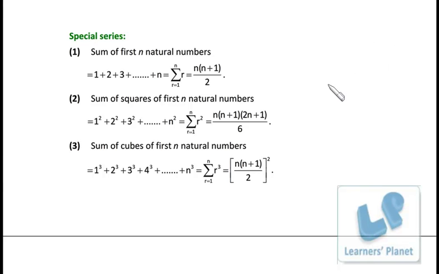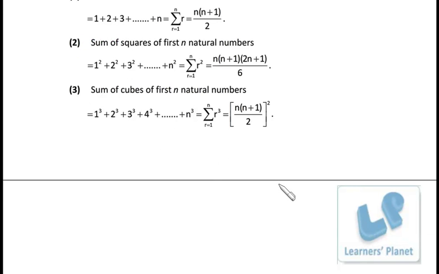Now here I have examples of special series. The sum of the first n natural numbers, that is 1 plus 2 plus 3 till n, is given by n(n plus 1) by 2. This is a direct formula you should learn. The sum of squares of the first n natural numbers, 1 square plus 2 square and so on, is given by n(n plus 1)(2n plus 1) by 6. The sum of cubes of the first n natural numbers, 1 cube plus 2 cube till n cube, is [n(n plus 1) by 2] square.